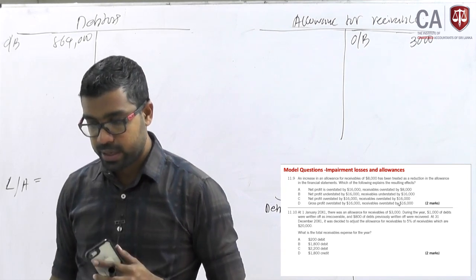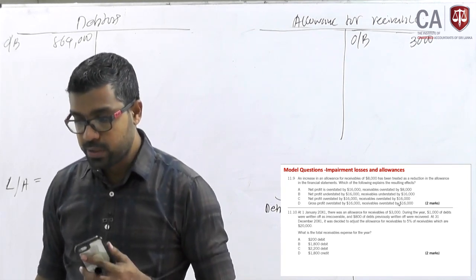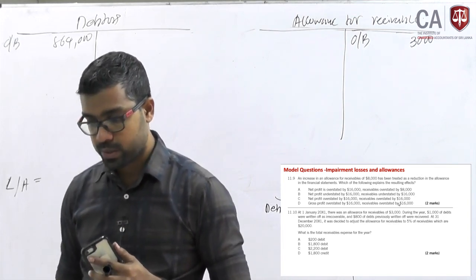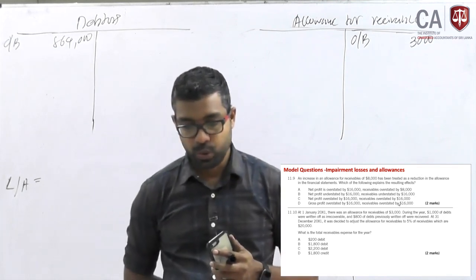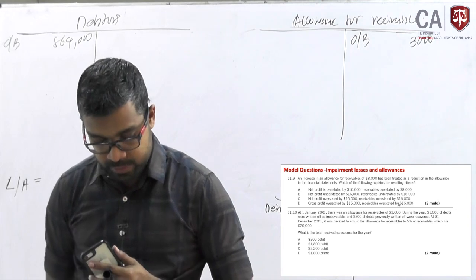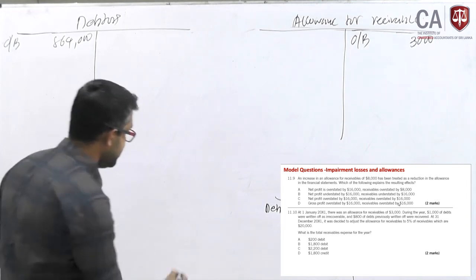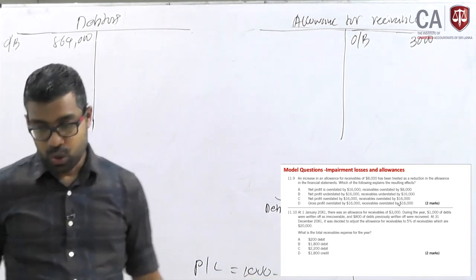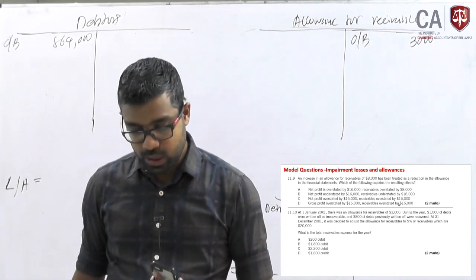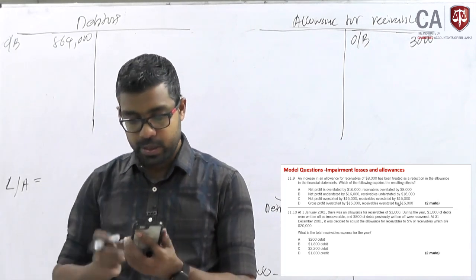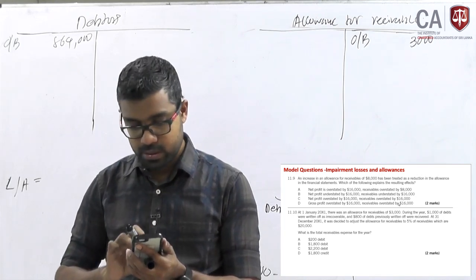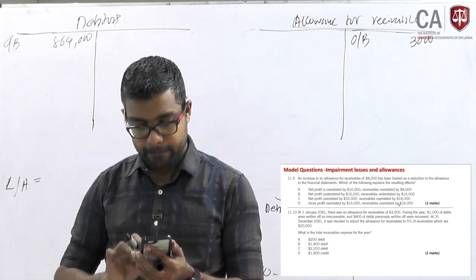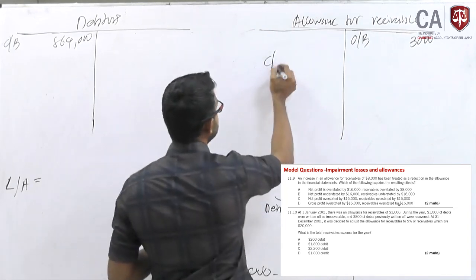On 31st December 2011, it was decided to adjust the allowance for receivable to 5% of total receivable, which are 20,000. So which amount will you charge to P&L is the question. Now 1,000 is the P&L impairment. Closing balance of allowance for receivable also you need to calculate. How do you calculate it? 20,000 is the closing balance debtor, into 5% they are charging, will be 1,000. Closing balance 1,000.